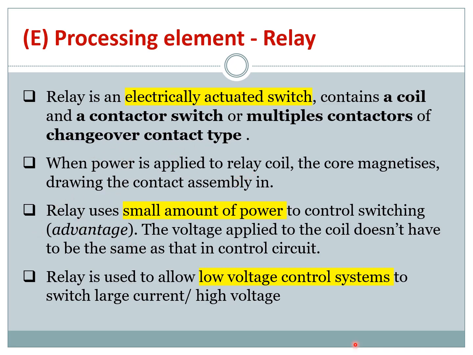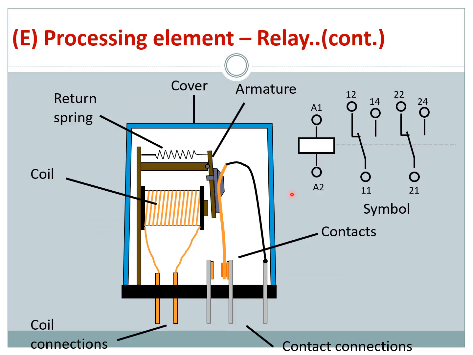A relay is useful because it only uses a small amount of power to control a big amount of power. Normally in electropneumatics we will use a PLC, which has a maximum of 24 volts, to control 240 volts. So it only uses a small amount of power. A relay is used to allow a low voltage control system. Like I said, 24 volts is considered low voltage, used to switch large current or high voltage. Okay, so we move to the next slide.